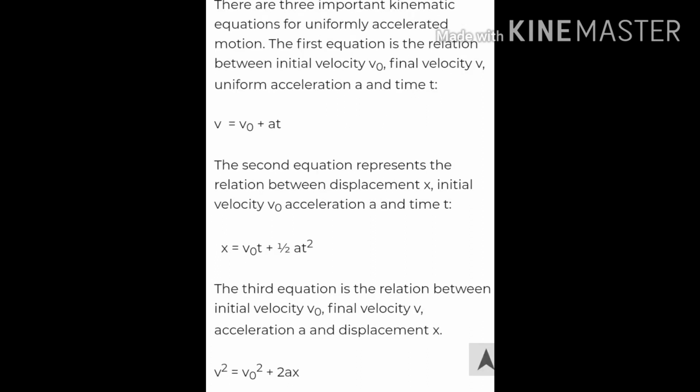Now move to the second one. The second equation represents the relation between displacement x, initial velocity v0, acceleration a and time t. And that equation is represented by x is equal to v0 t plus half at square. Now move to the third one. The third equation is the relation between initial velocity v0, final velocity v, acceleration a and displacement x. That is called v square is equal to v0 square plus 2ax. So these are the three important kinematic equations for uniform accelerated motion.